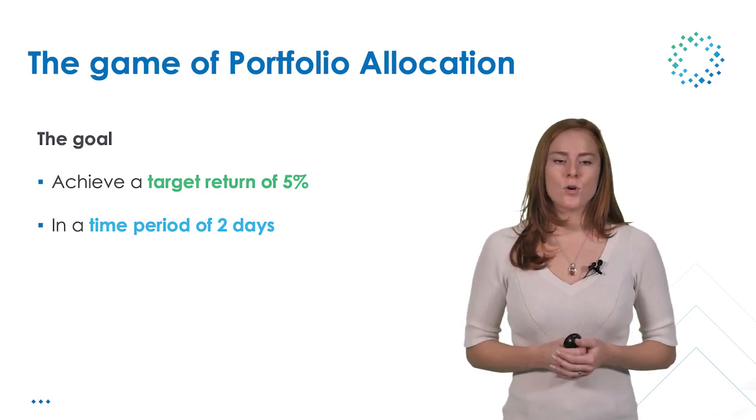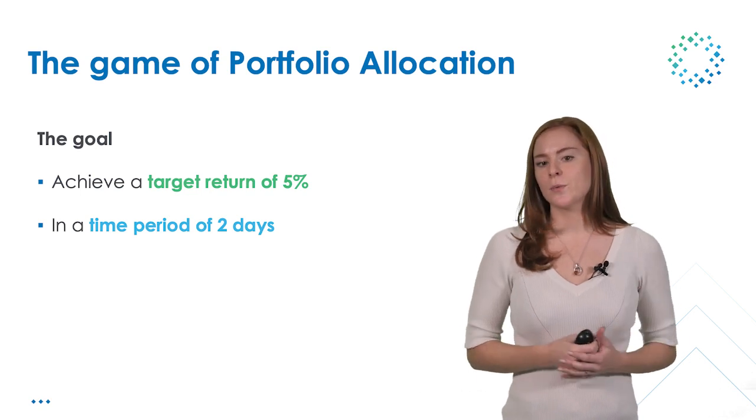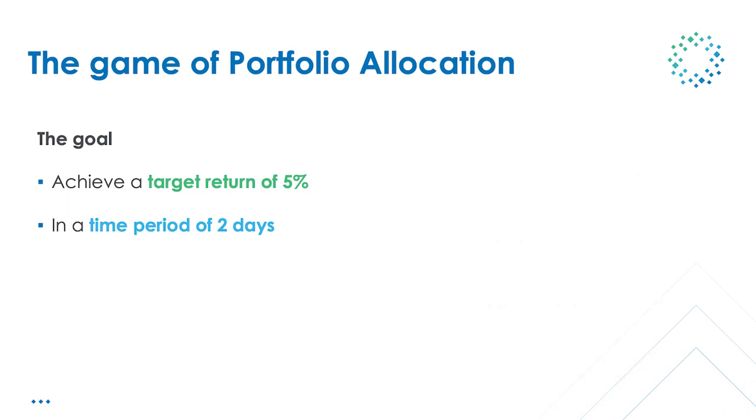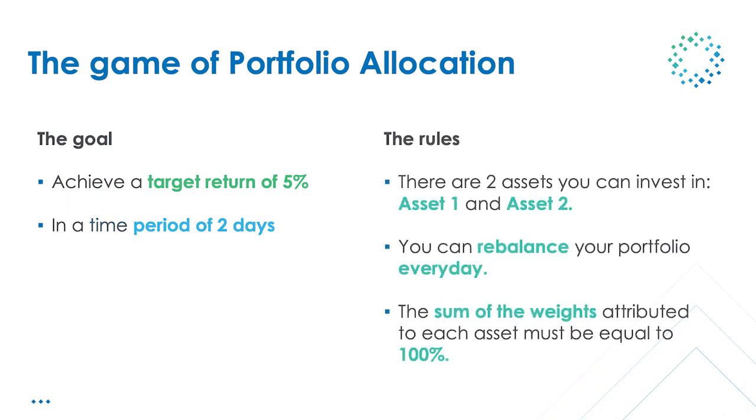Let's imagine that the goal is to achieve a target return of 5% in a time period of 2 days. The rules are that there are two assets you can invest in, asset 1 and asset 2. You can rebalance your portfolio every day, but the sum of the weights needs to be equal to 100% at the beginning of every day.